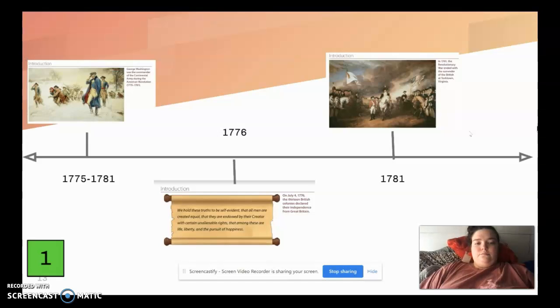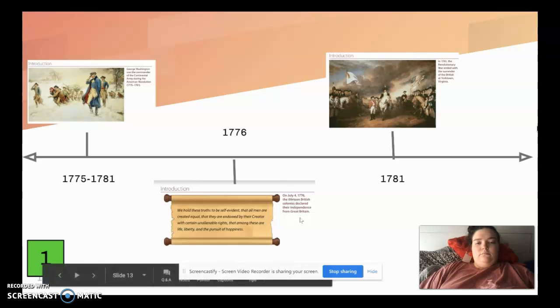Let's put these in order on our timeline. First would be that George Washington was the commander of the Continental Army. It began in 1775, even though it didn't end until 1781. So really it would span this whole timeline, but because it began first, we put it first.